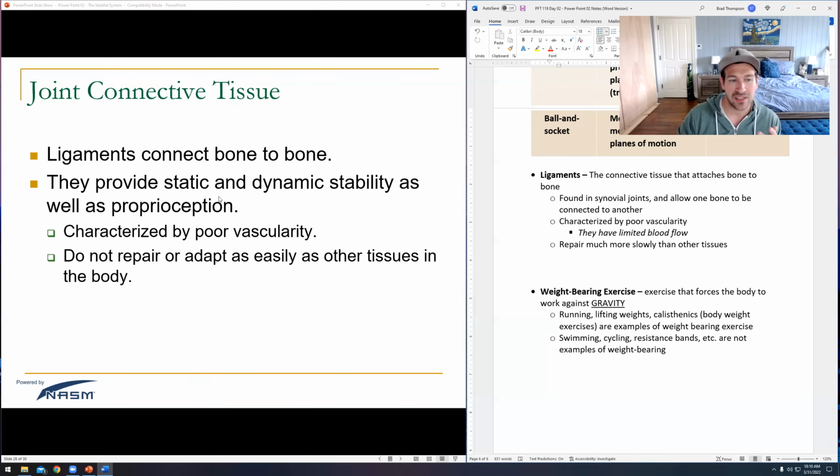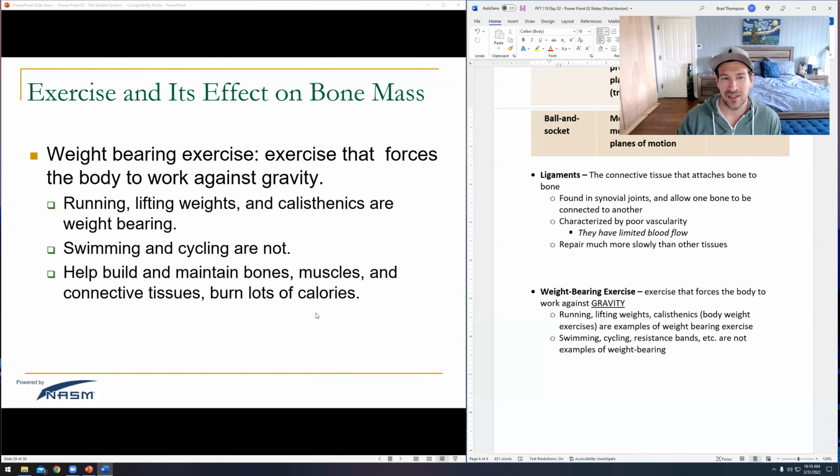So they provide dynamic stability as well as a little bit of proprioception. You've got sensory receptors in those ligaments, but they don't adapt. They don't repair very easily.